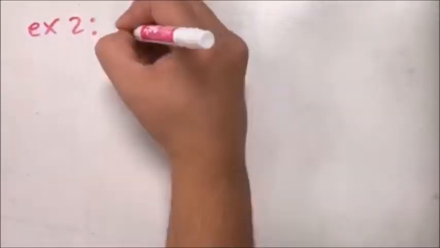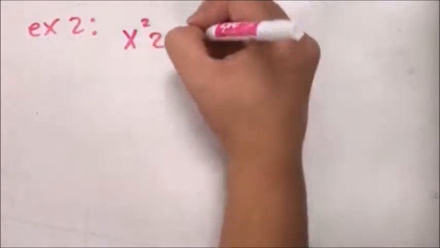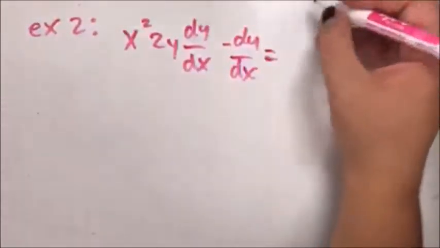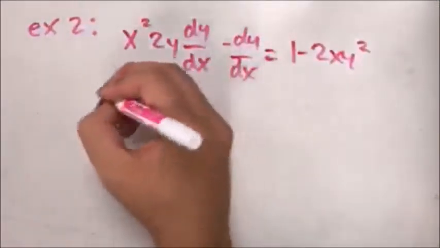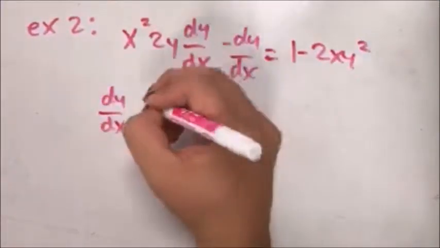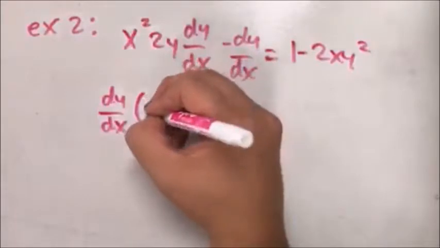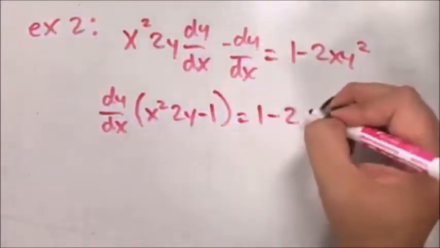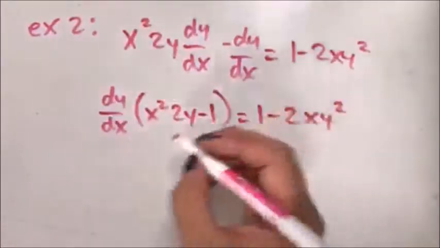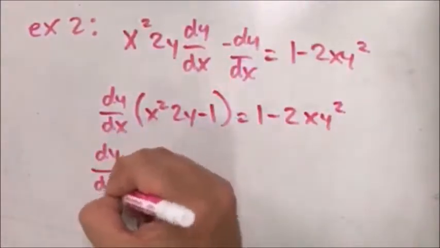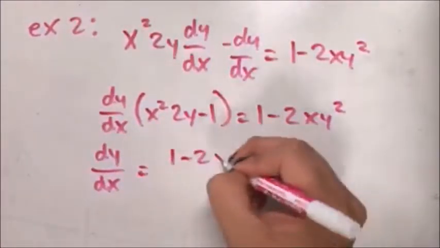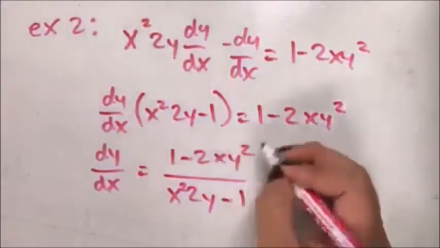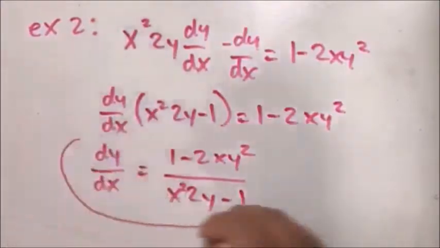Now we isolate dy/dx. The first thing we do is subtract 2xy squared. Then we factor out dy/dx, so that we have dy/dx times x squared 2y minus 1 equals 1 minus 2xy squared. Then we divide both sides by x squared 2y minus 1, so that we have dy/dx equals 1 minus 2xy squared over x squared 2y minus 1.